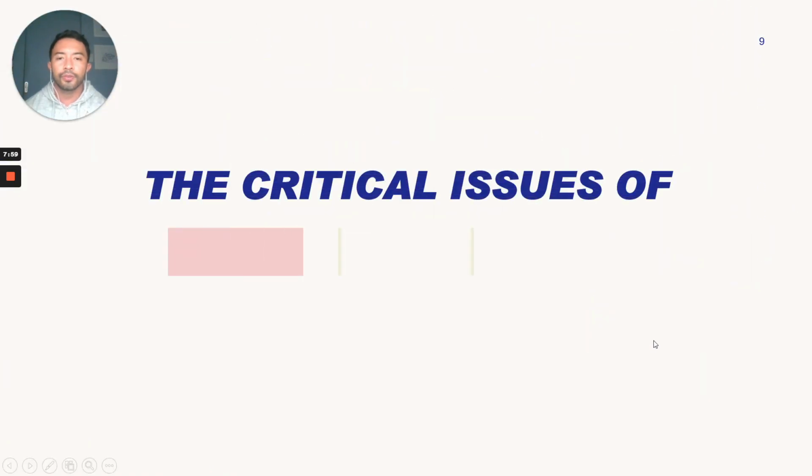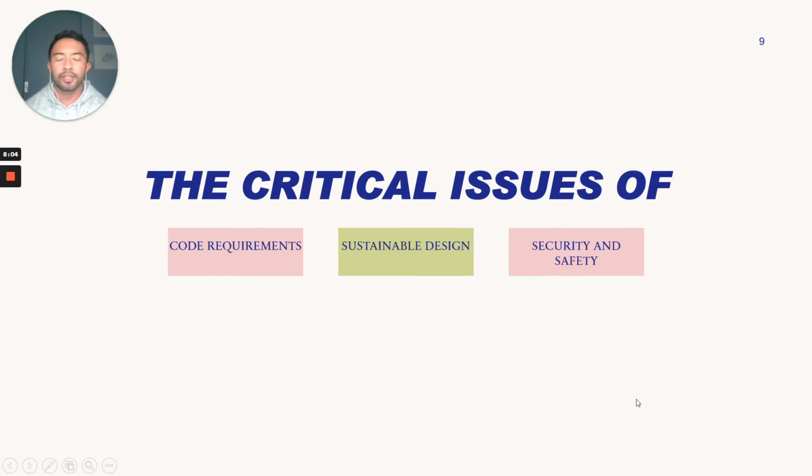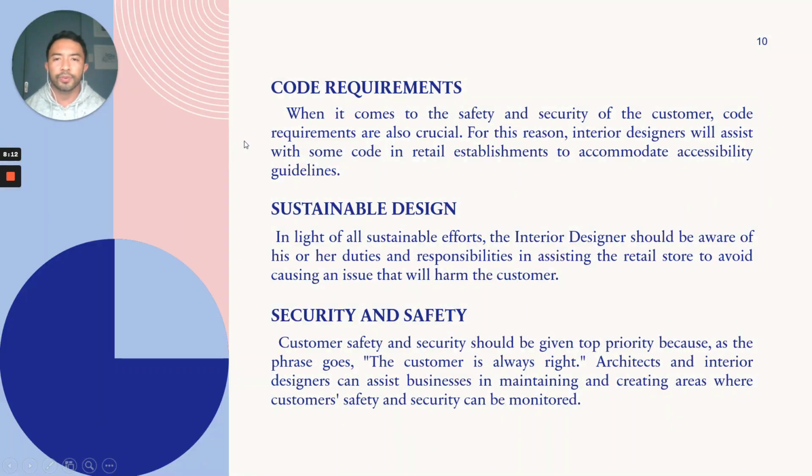So the critical issues that should be considered in retail design are, number one, code requirements, sustainable design, security, and safety. Of course, when it comes to code requirements, please consider local building codes for the safety and security of the customer. This is a very important aspect when designing a retail space. Code compliance is very crucial.